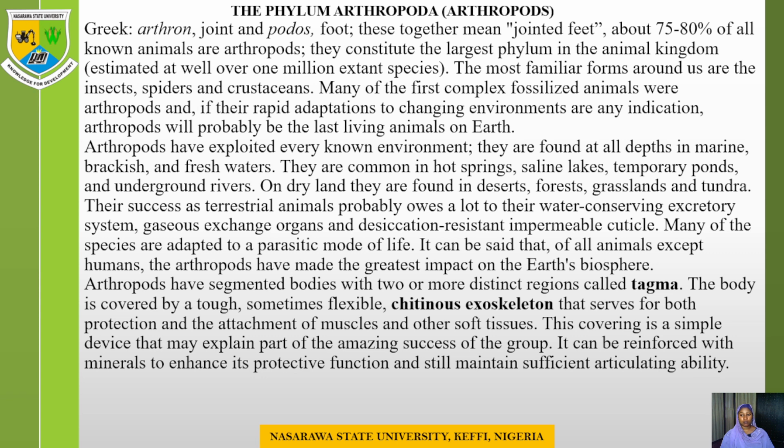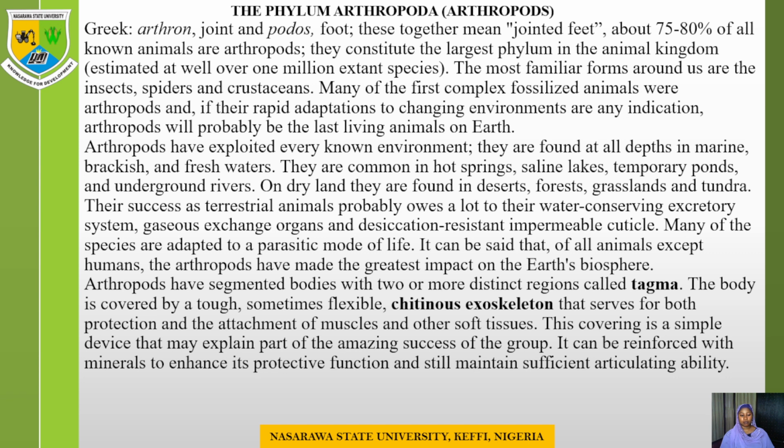They are found at all depths in marine, brackish, and fresh waters. They are common in hot springs, saline lakes, temporary ponds, and underground rivers. On dry land, they are found in deserts, forests, grassland, and tundra. Their success as terrestrial animals probably owes a lot to their water-conserving excretory system, gaseous exchange organs, and desiccation-resistant impermeable cuticle. Many of the species are well adapted to a parasitic mode of life. It can be said that of all animals except humans, the arthropods have made the greatest impact on the Earth's biosphere.